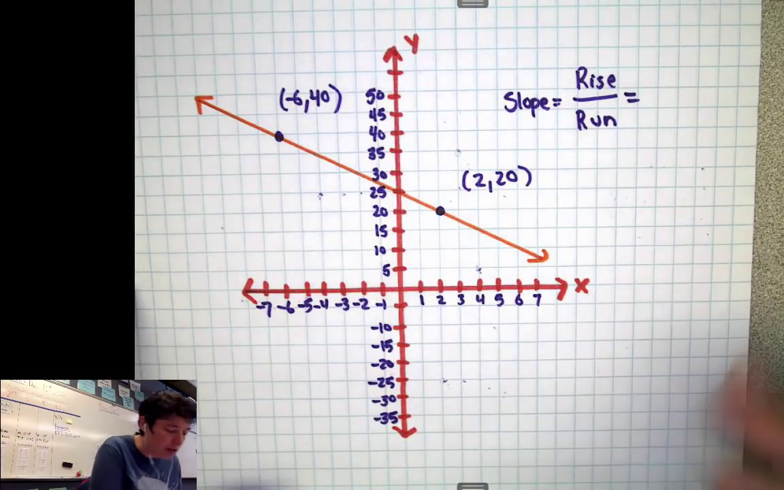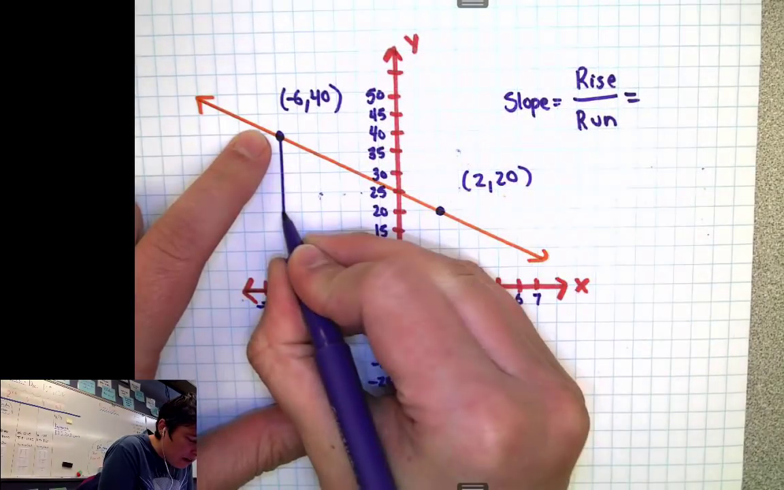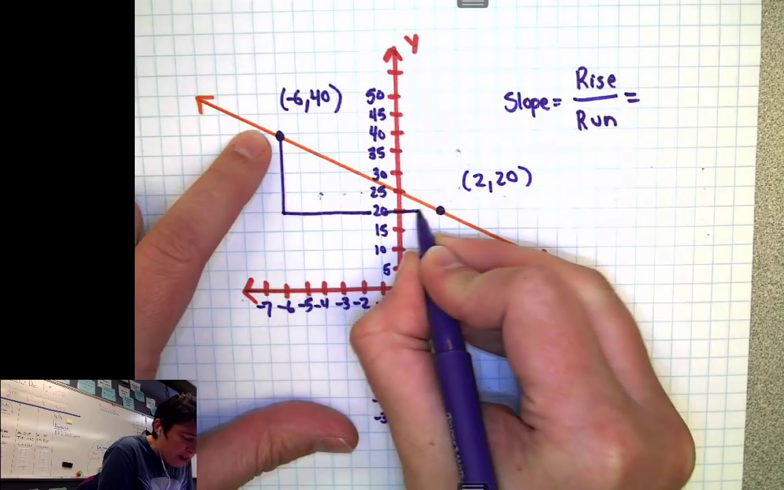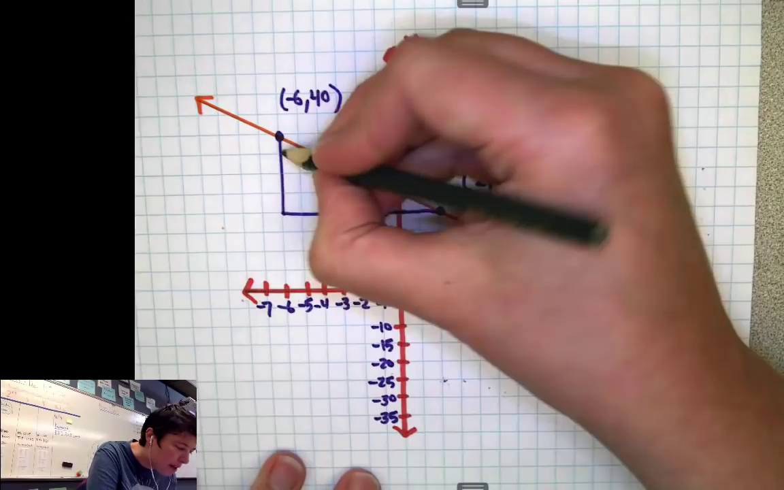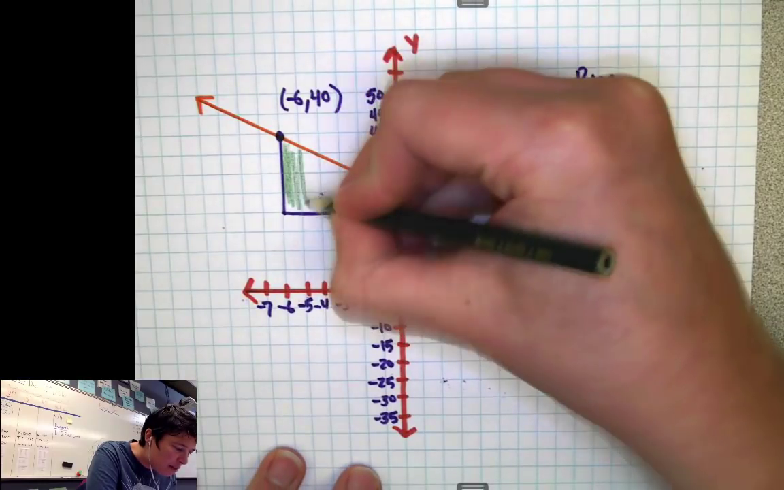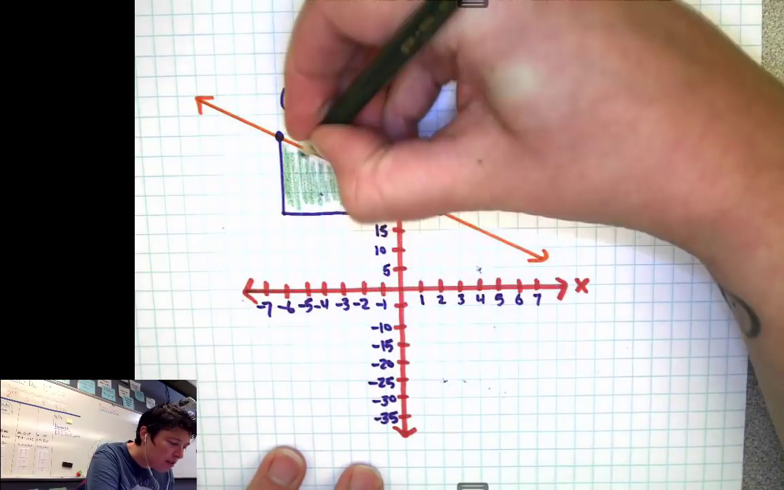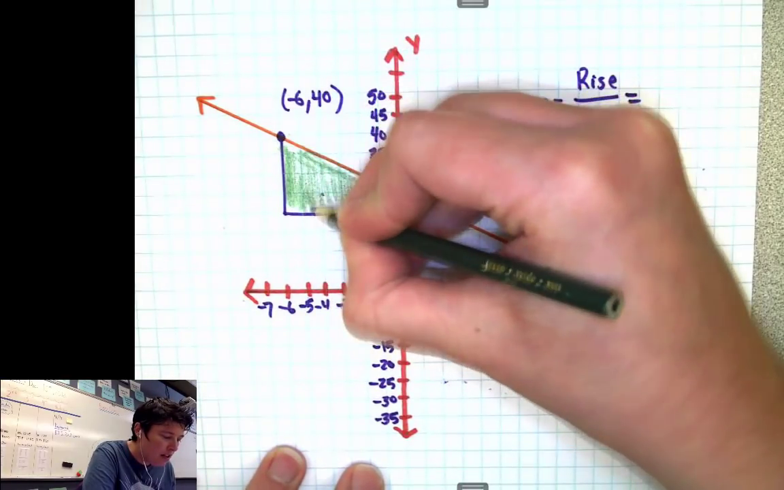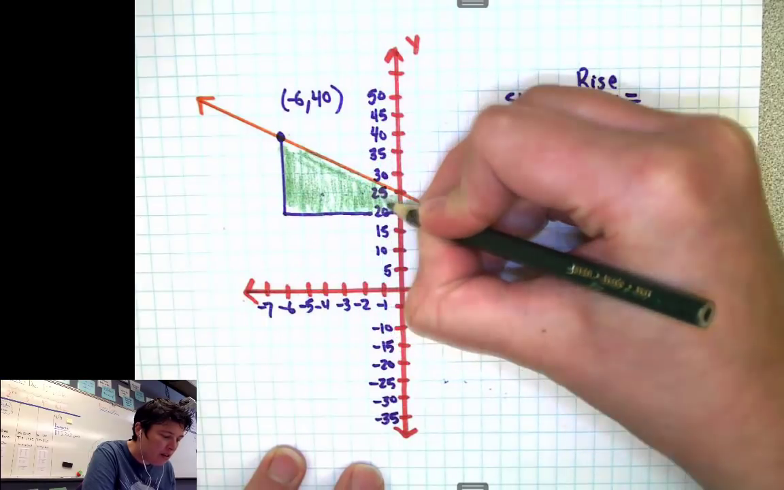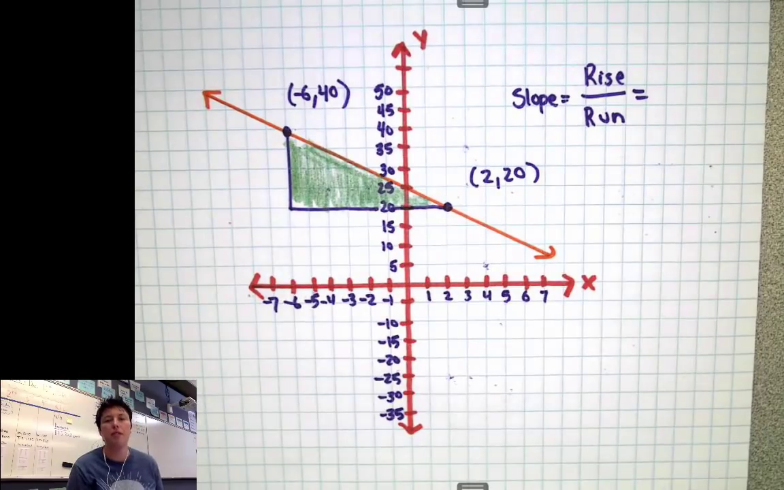Let's make a growth triangle. So big triangle going down from this point and over to this point. Same thing I did in the last problem. I'm going to shade it in with my pencil just so we can see that big growth triangle. I think that's kind of nice to do. All right. There's a growth triangle. And now let's calculate how steep this line is.